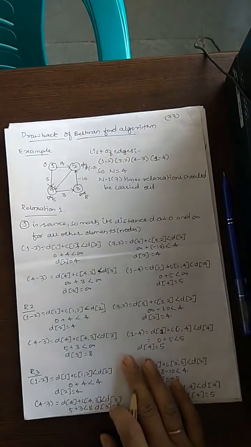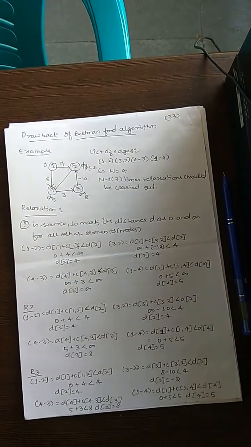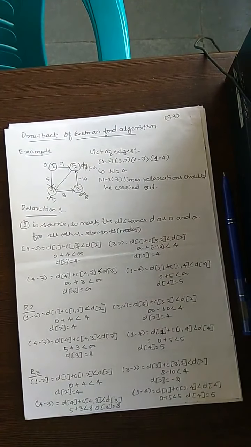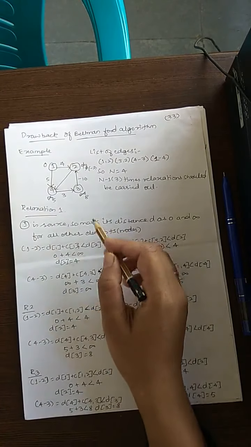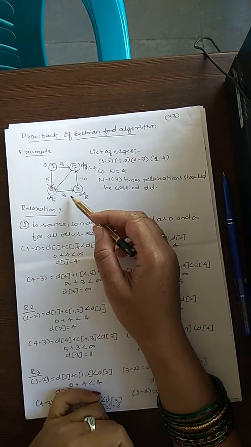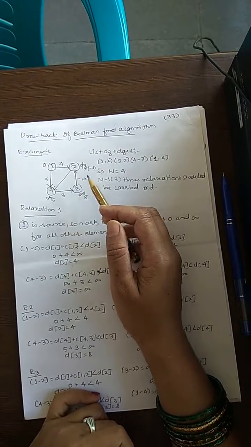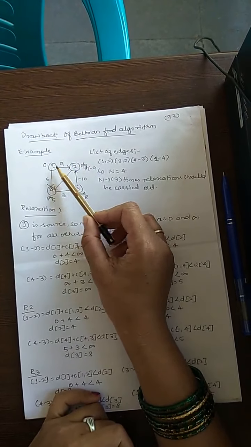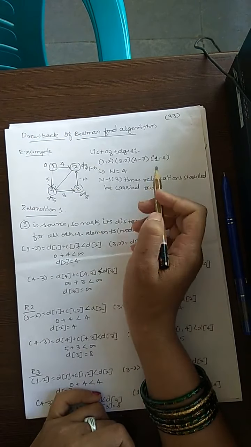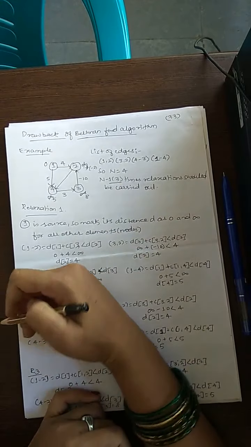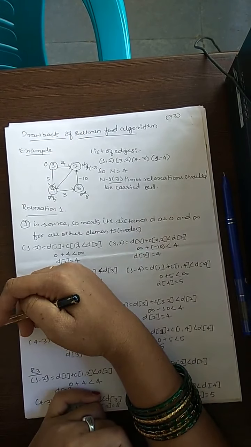Next we are going to see what is the disadvantage of Bellman-Ford's algorithm. Consider this graph here. How many vertices are here? 1, 2, 3 and 4. So how many times are we going to relax here? 3 times relaxations should be done.